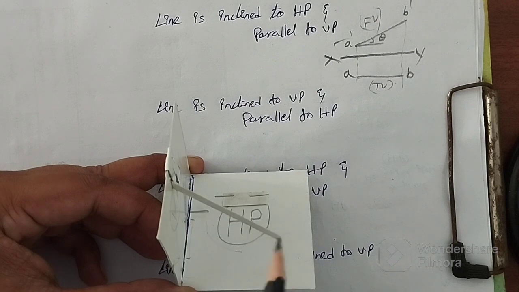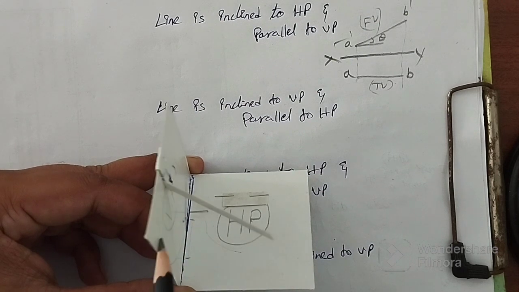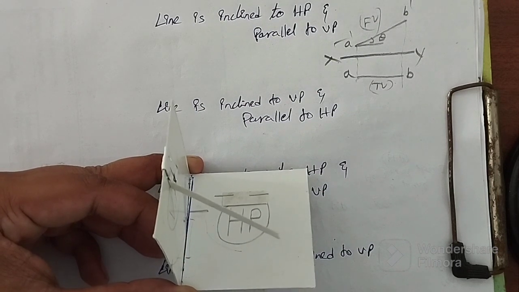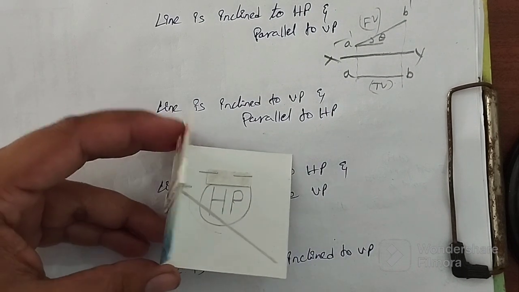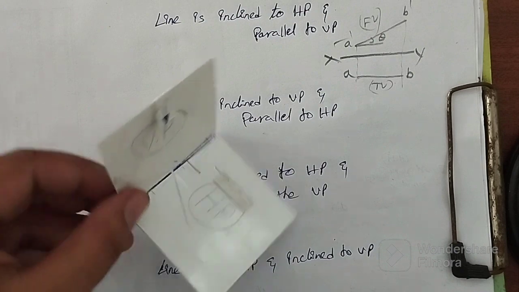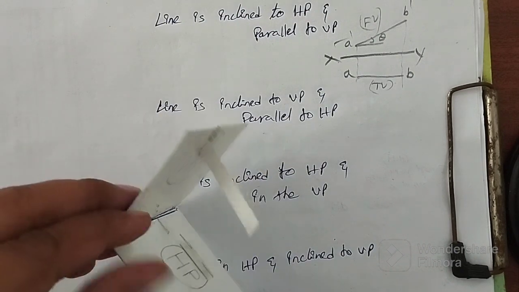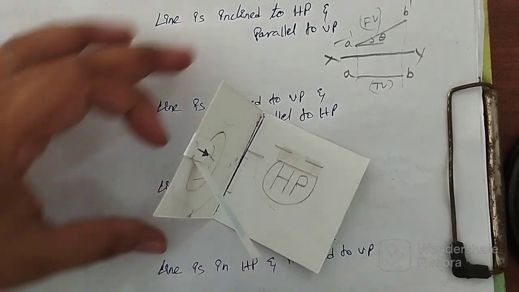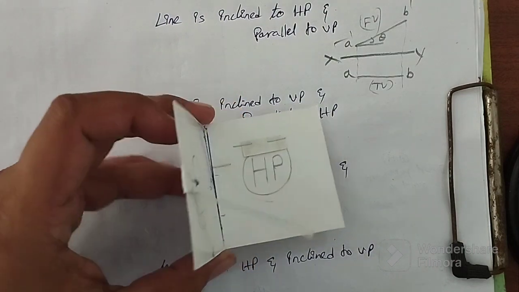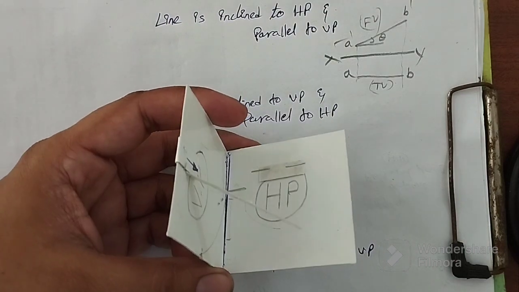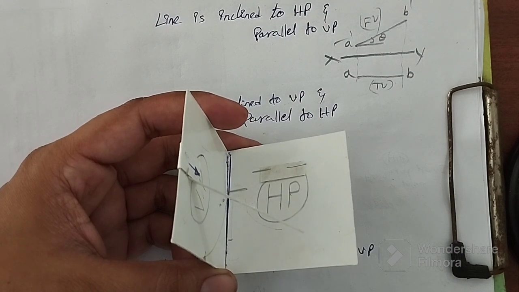Line is inclined to VP and parallel to HP. Could you see the whole line? I'll just try to rotate it so that you get a better understanding. No, this is the best. See, this line is now inclined to VP and parallel to HP.